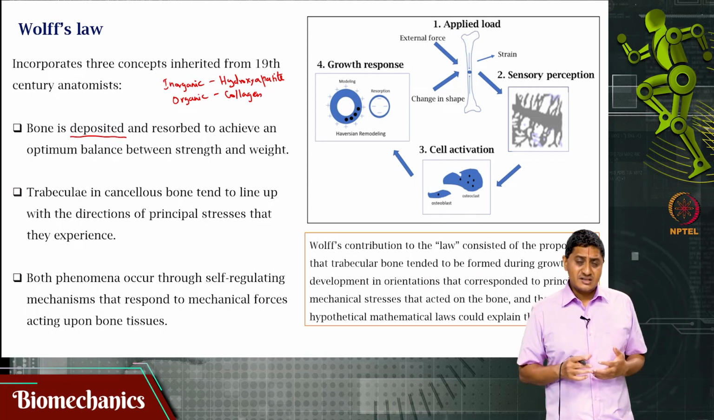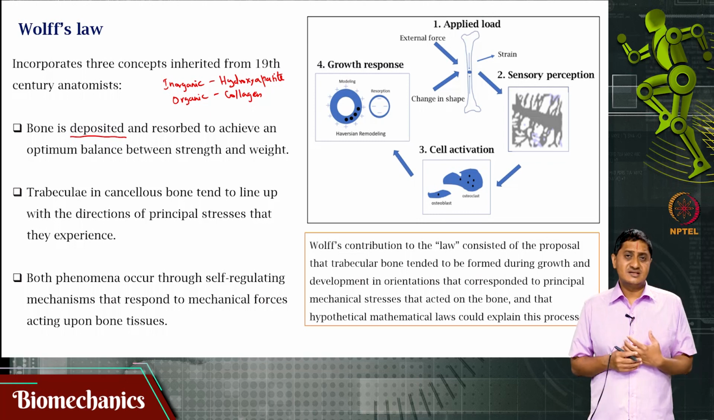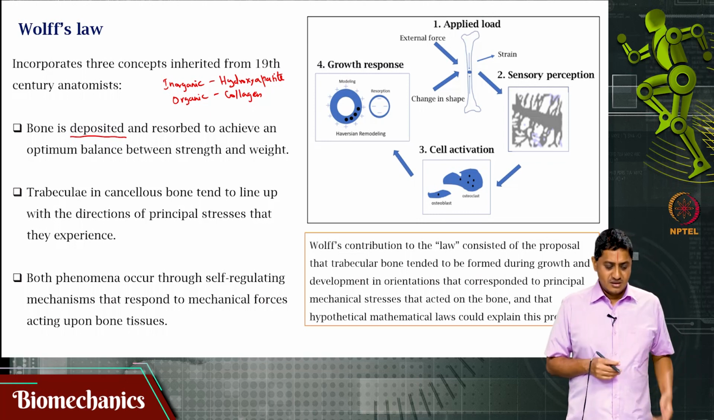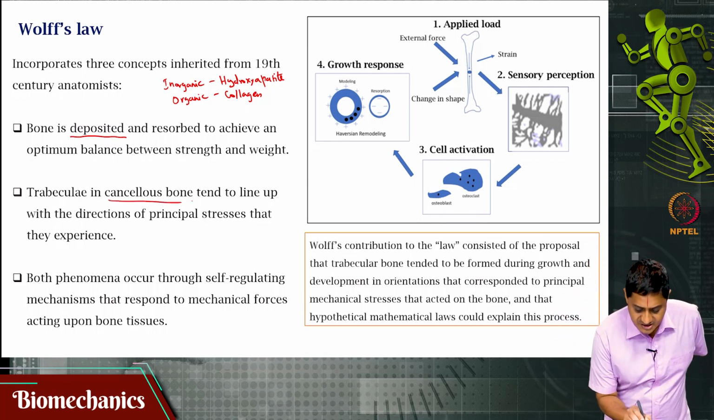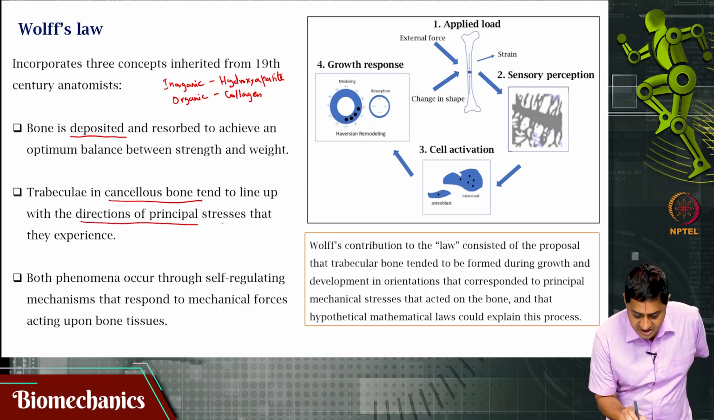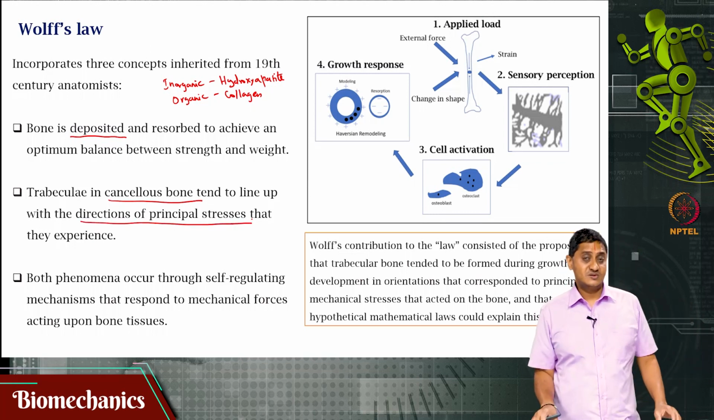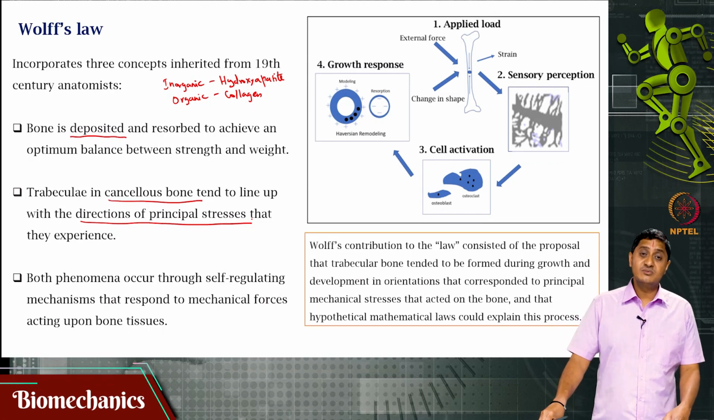Not just the materials, the directions in which this will happen, right. Trabeculae in the cancellous bone tend to line up with the directions of the principal stresses. So the direction of the collagen fiber will also vary depending on the stresses that it takes.